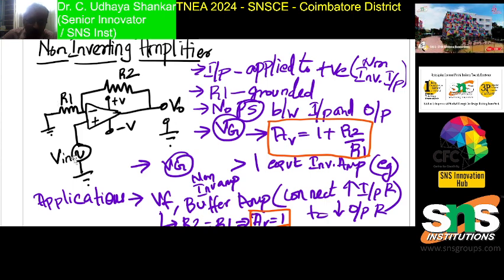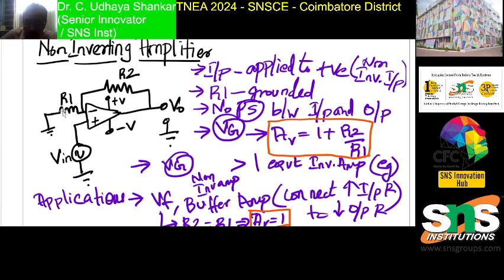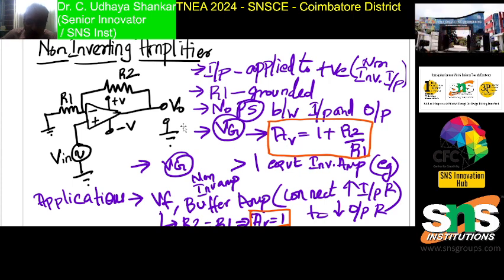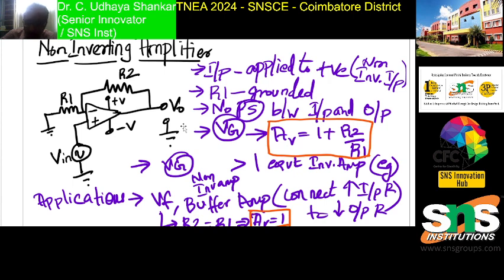For example, if I am giving 1 volt as input here, and if 1 plus R2 by R1 is equal to 10, then the output voltage will be exactly 10 times the input voltage. Since the input voltage is 1 volt, the output voltage will be 10 volts. So there will be no polarity reversal in the non-inverting amplifier, whereas in the inverting amplifier the polarity reversal will be there, that is, the phase shift will be there.